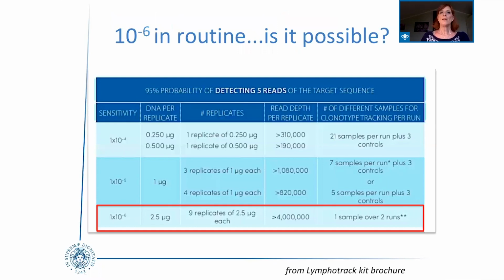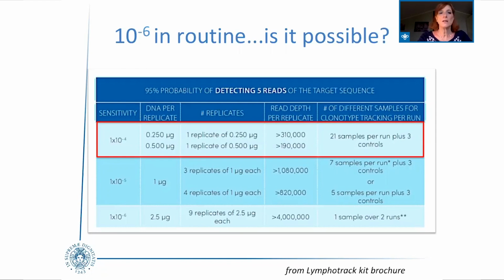But in the routine, do you think that reaching and maintaining 10 to -6 would be really possible? Because you have to use more than 20 microgram of DNA for 9 replicates. It means that you have to run 1 sample per cartridge, with impossible costs.